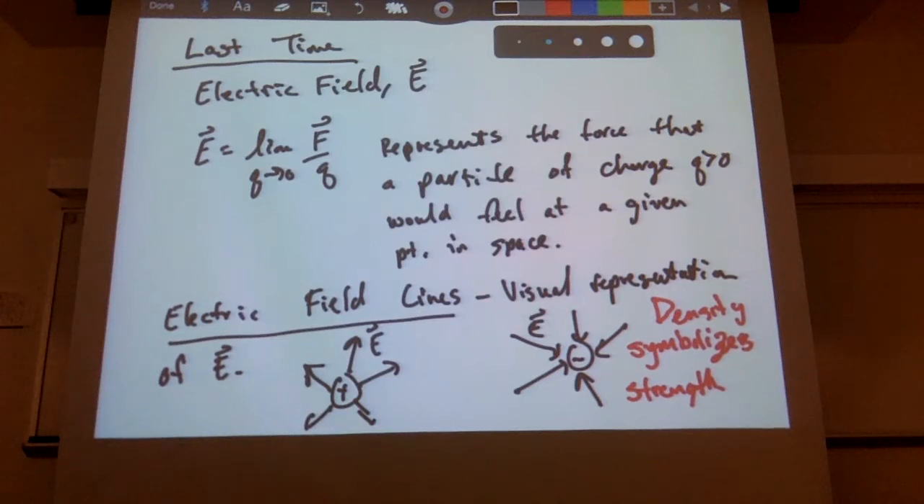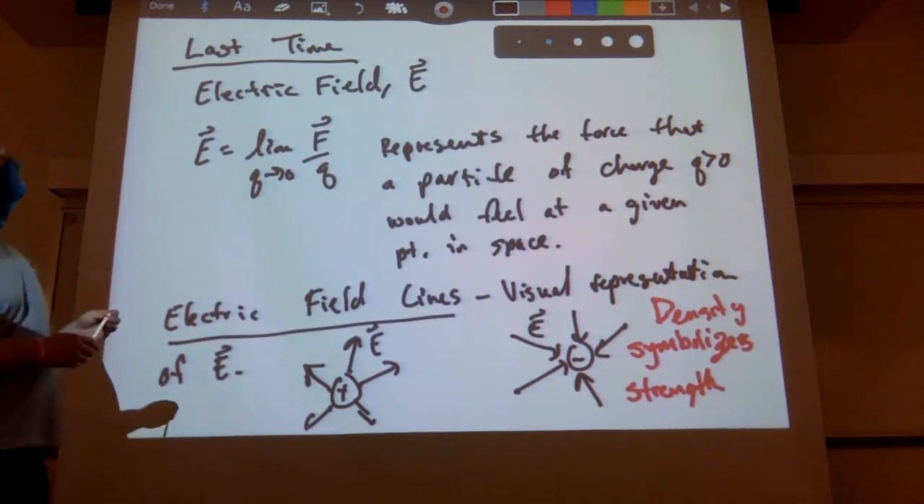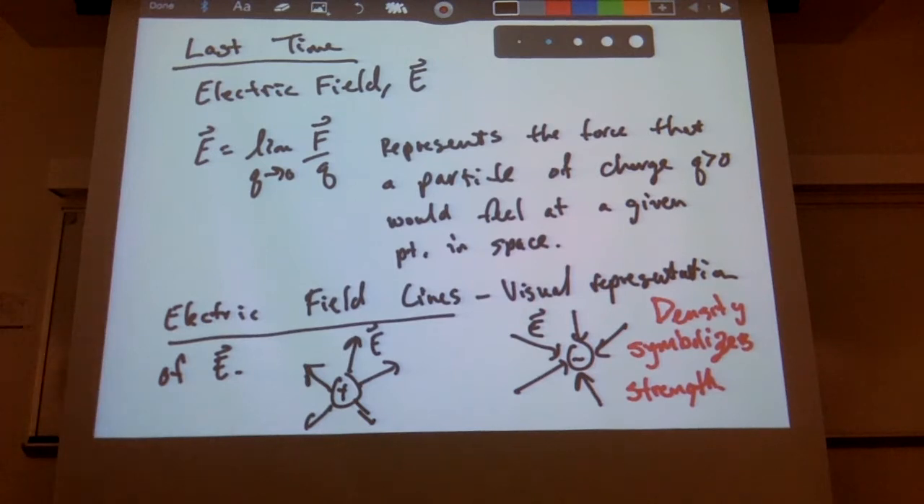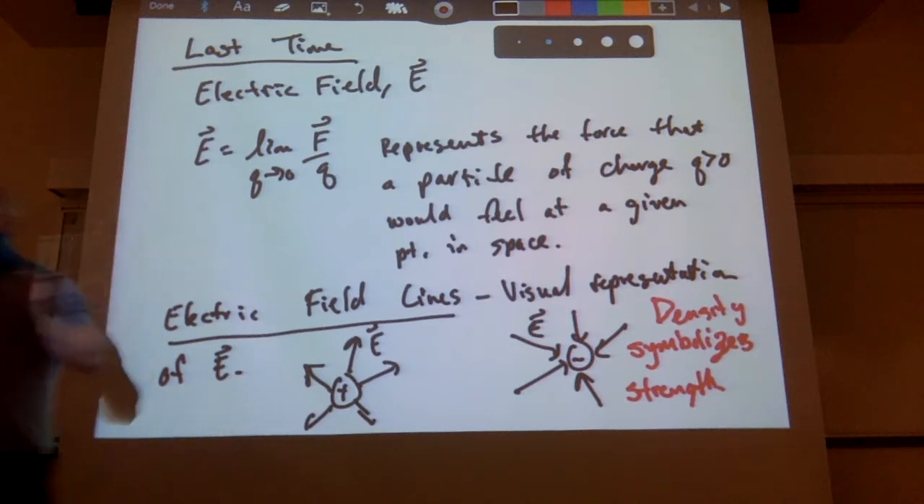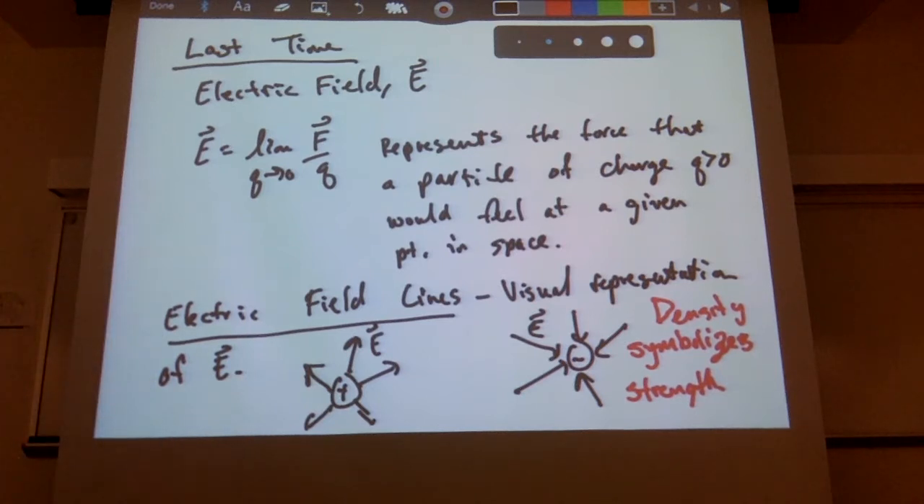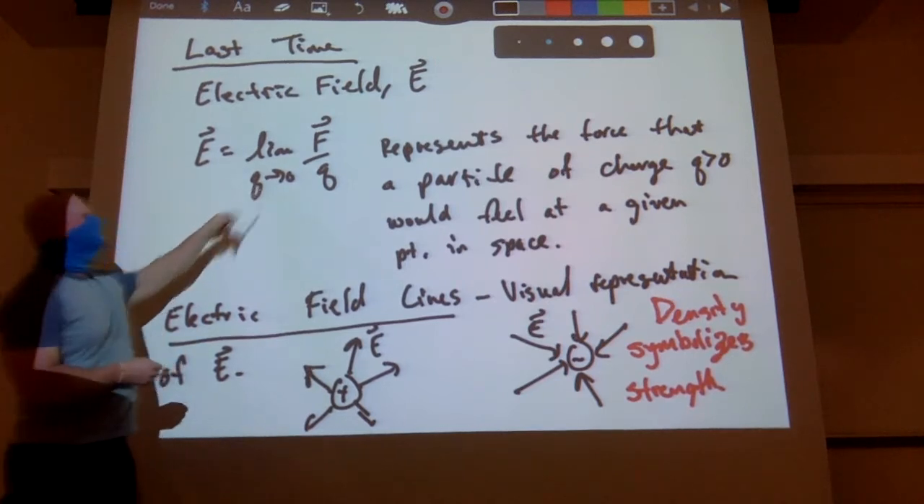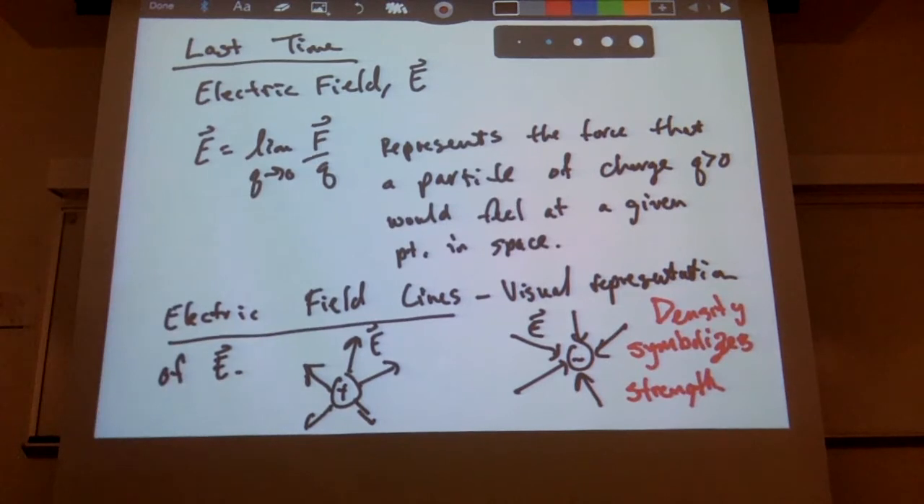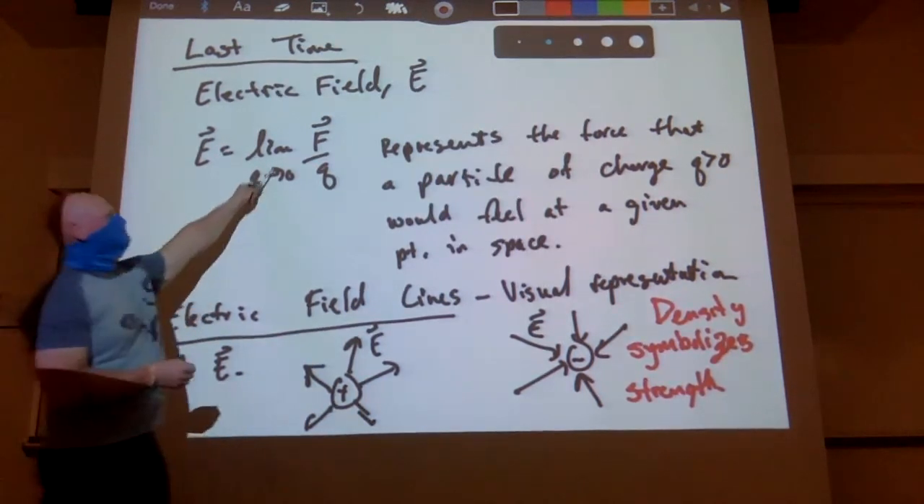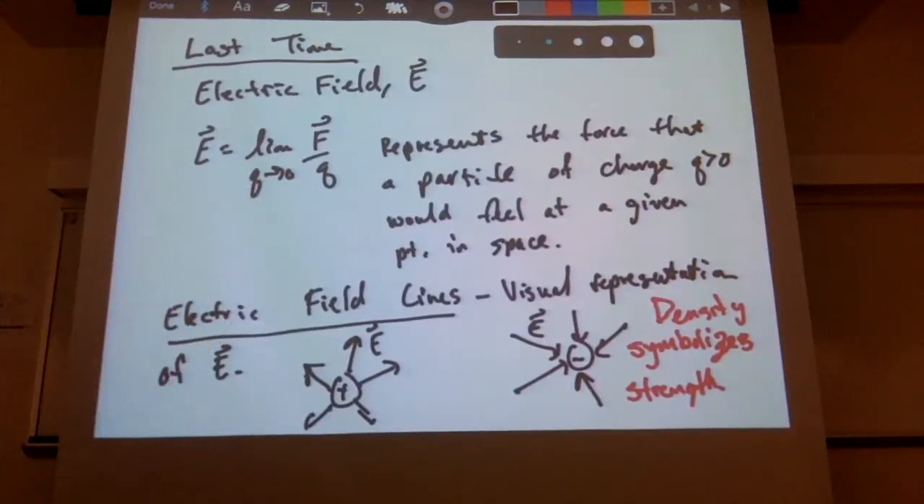Just a quick recap of what we did yesterday. We introduced the idea of an electric field, denoted by capital E with a vector sign over top of it. The electric field is defined as the limit, as the test charge's charge q goes to 0, where little q is a positive test charge, of the force divided by the charge.